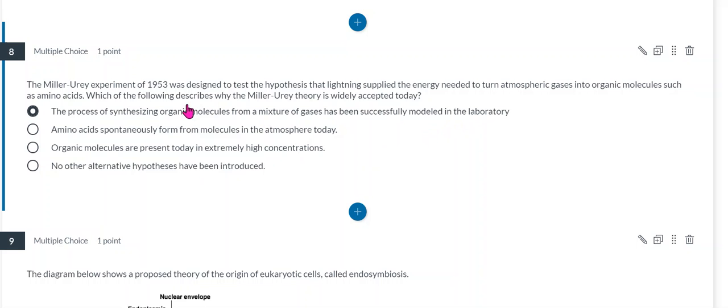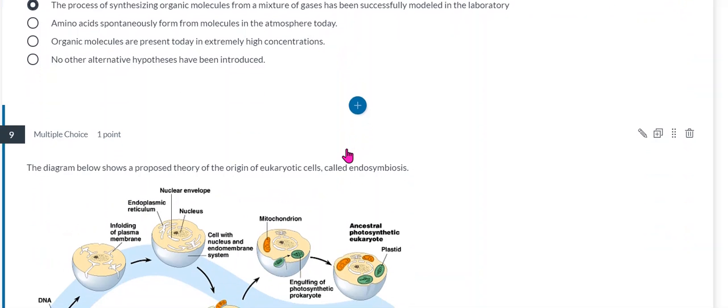So when they did this experiment, they could create organic molecules like amino acids and sugars and those types of complex organic molecules. They made them from inorganic molecules when they created an early Earth's atmosphere in a closed experiment.